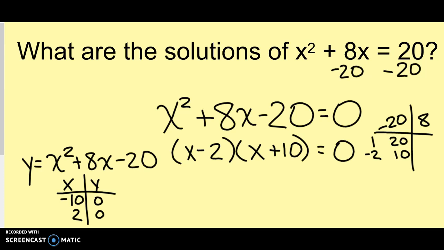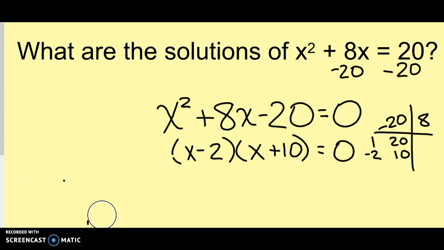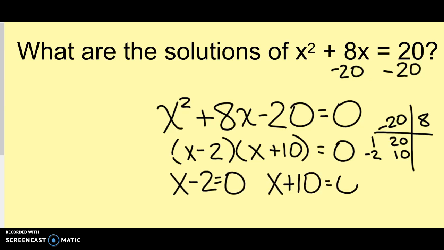Now the very next step you're going to make is to set each factor equal to 0. So x minus 2 equals 0, and x plus 10 equals 0. All right? And then you're just going to go x equals 2, and x equals -10, which is what we got before. All right, let's go try a different kind, because they do get a little harder.